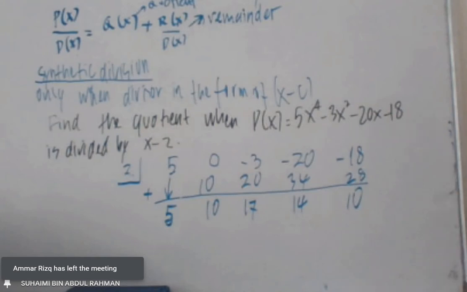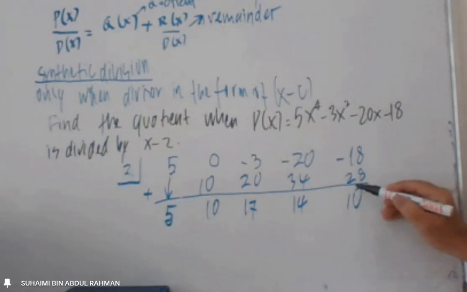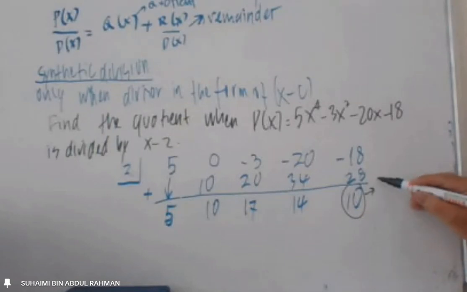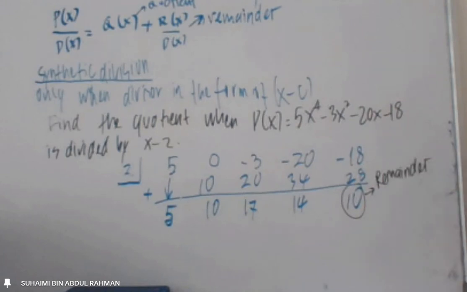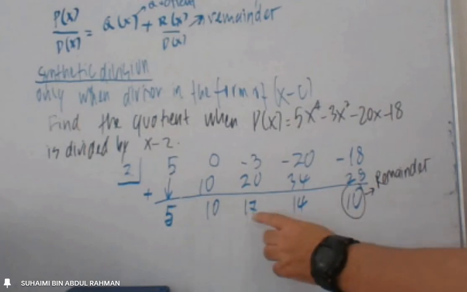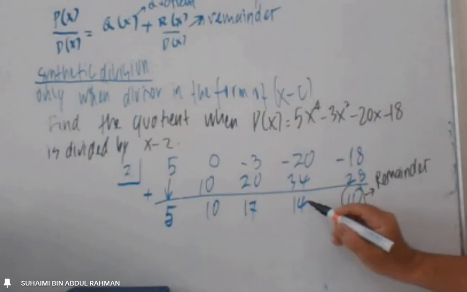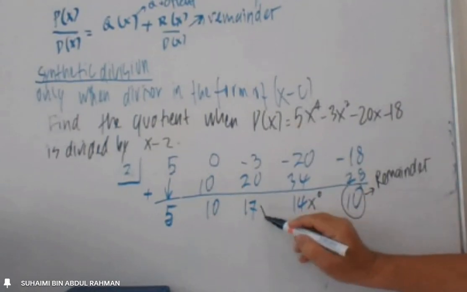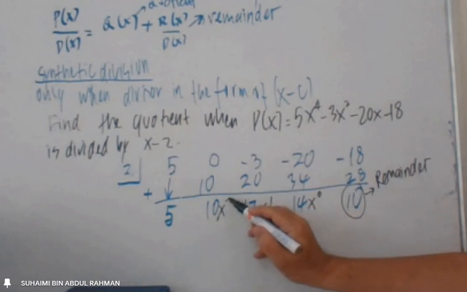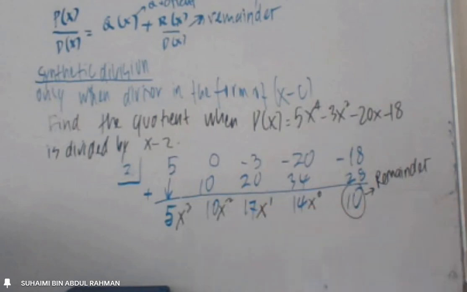Right. So 10 here is our remainder. The most right number. We have several numbers here: 5, 10, 17, 14, 10. The most right of those numbers represents the remainder, and left of the remainder are the coefficients of x, starting with x to the power of 0, x to the power of 1, x to the power of 2, x to the power of 3.